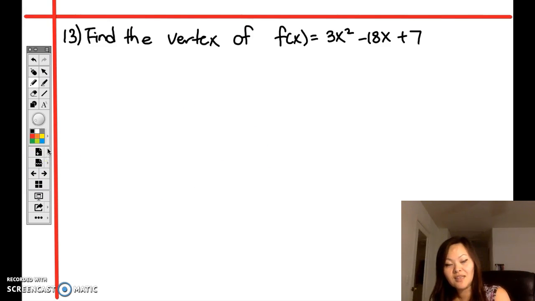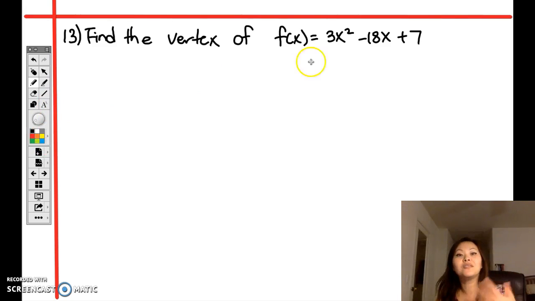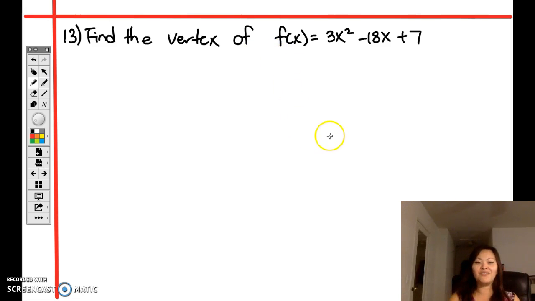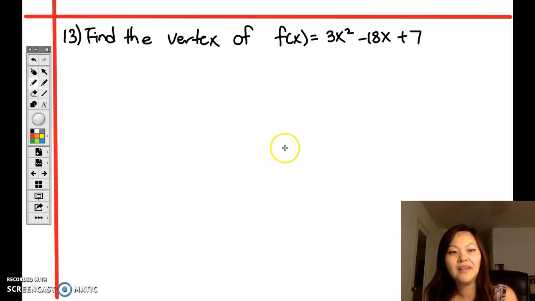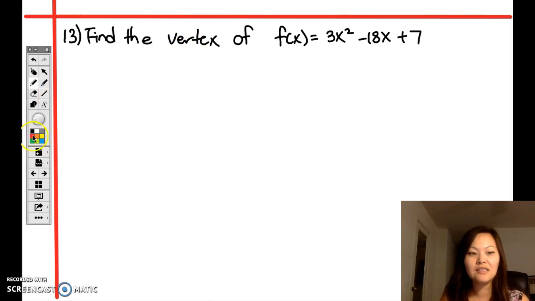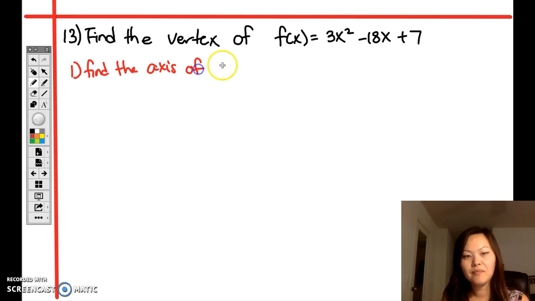Question number 13. Ooh, in class, I was telling you how for the multiple choice test, you don't have to worry about the vertex, but for the written portion, you have to. So let's take a look, all right? To find the vertex, first you have to find the axis of symmetry. So let's maybe write down the step. First, find the axis of symmetry. So what's the formula for that? x equals negative b over 2a.